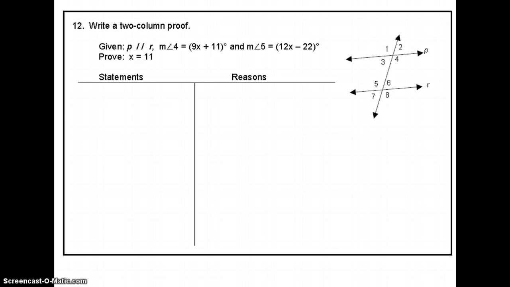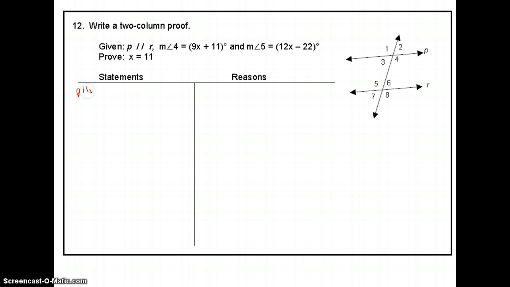Okay, this is your Unit 3 test review, part 2, starting with two-column proof. We are given the following information and we're asked to prove that x is equal to 11. So let's begin. Remember, the first statement is always going to be your given. So let's copy this over.